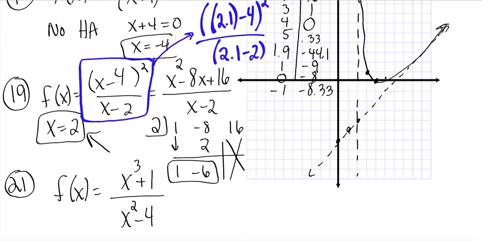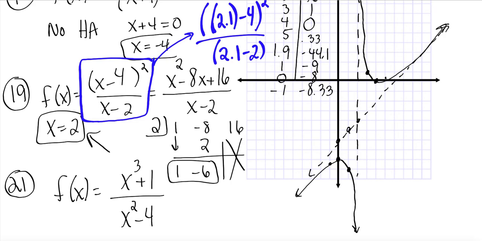And let's do the bottom one. So we have a 1.9, and we're at negative 44.1. So that's down there somewhere. We got a 1, negative 9. So we're here. A 0, negative 8. So we're there. Negative 1 and negative 8.3. So we're kind of there. So again, you can kind of see my graph makes that shape.